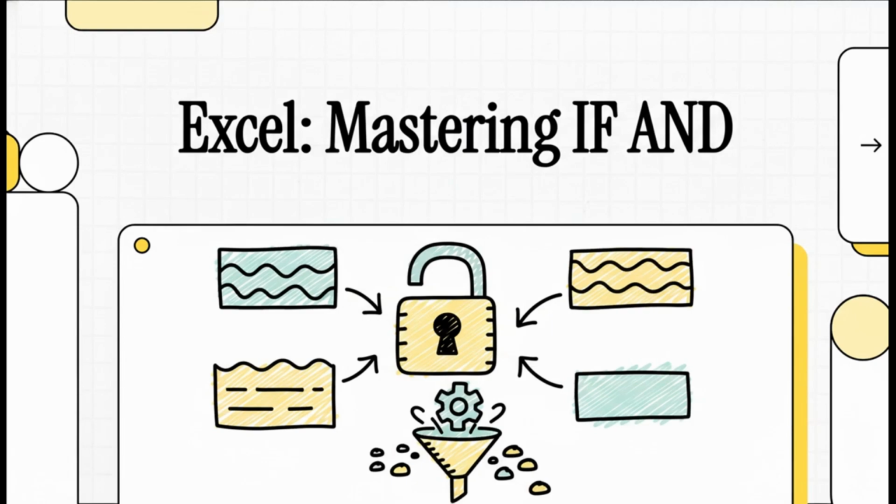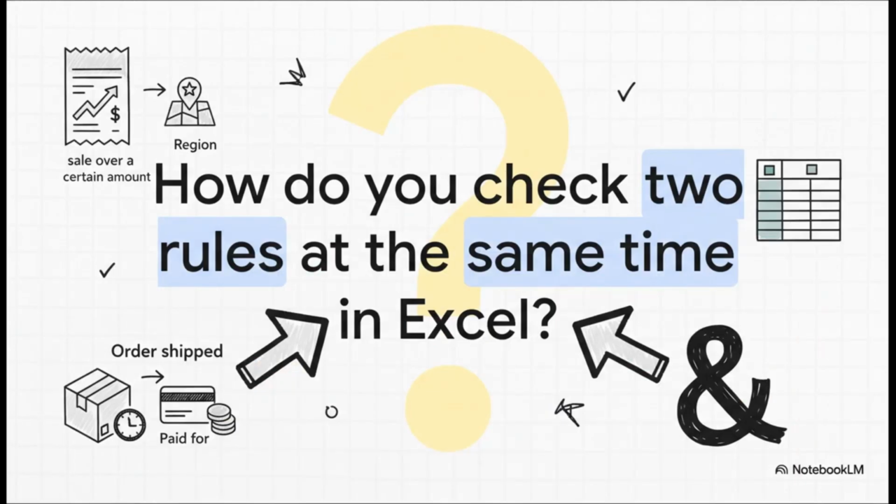Today, we're going to unlock one of the most useful tools in your entire Excel toolkit. We're going to break down a really powerful formula that can take 2, 3, or even more rules and just automate a decision for you in a snap.